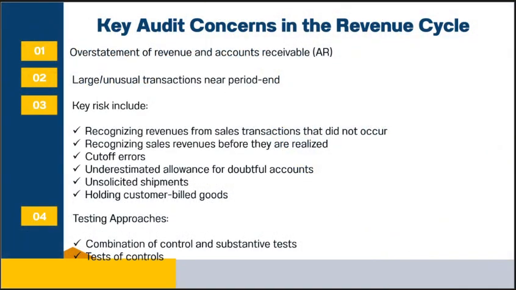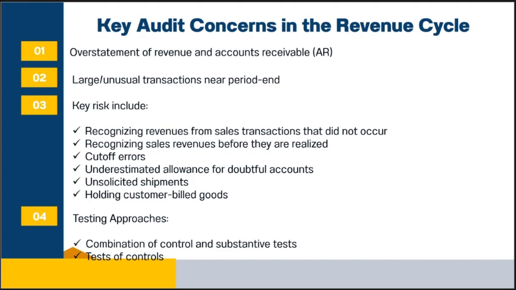As emphasized in the module, revenue and accounts receivable are often prone to overstatement. This can happen in various ways, such as recognizing revenues from sales transactions that did not occur, recognizing sales revenues before they are realized, cut-off errors, or underestimated allowance for doubtful accounts. For example, we must watch for large or unusual transactions near the end of the period because this could be an attempt to manipulate earnings.